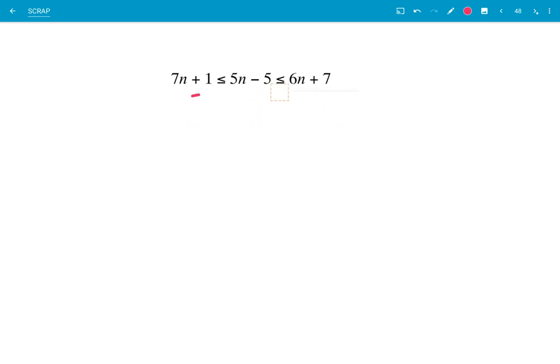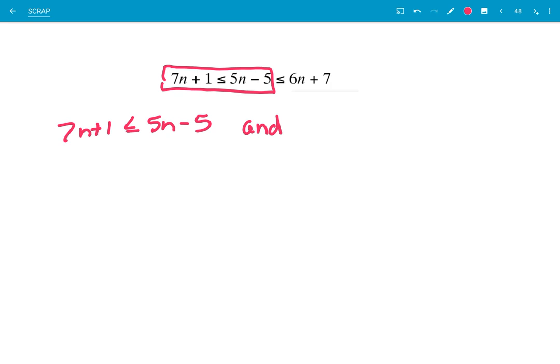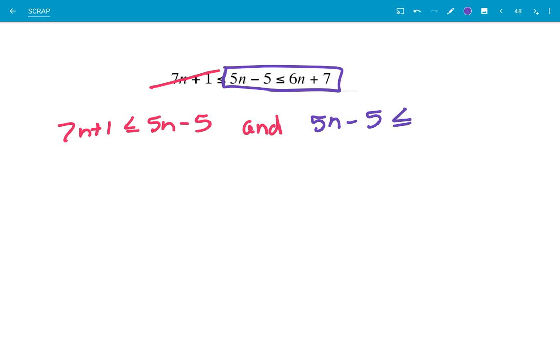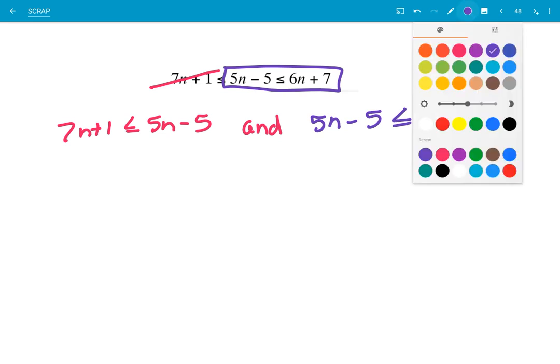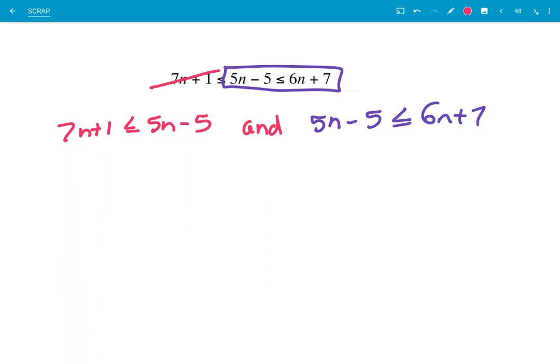The correct approach instead is to split this into the actual and statement. What is this saying? It's saying that 7n plus 1 is less than 5n minus 5. That has nothing to do with this other 6n minus 7 over here, so we're just going to ignore that for now. And we're going to write down 7n plus 1 is less than or equal to 5n minus 5. Conversely, I also don't need to worry about this when I look at my other half here, which is really just involving, again, the middle, the 5n minus 5, and the 6n plus 7. And I'm just basically going to work through and solve these separately, and then I should be able to combine them after the fact.